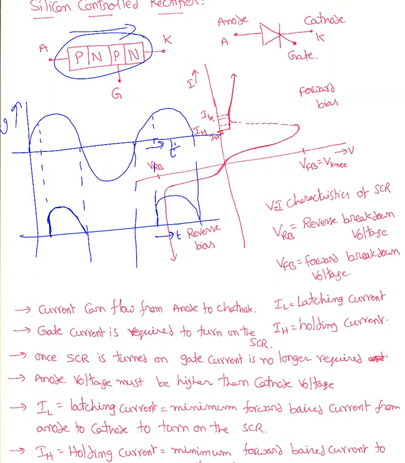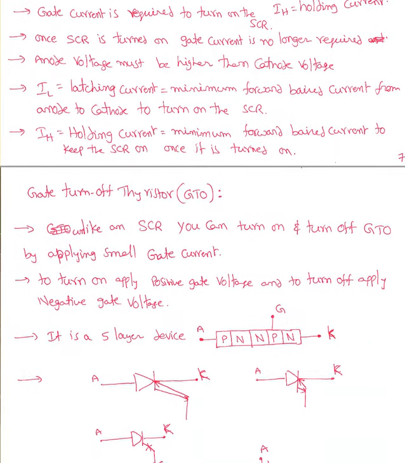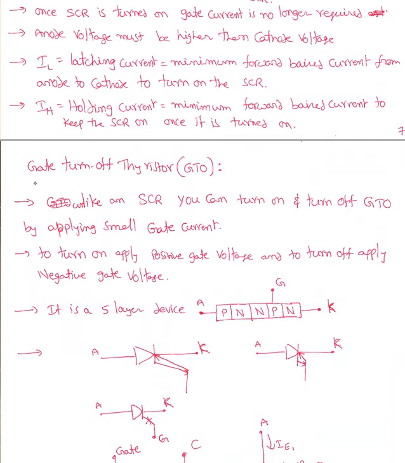Now the next one is gate turn off thyristors. Remember, SCR cannot be controlled once it is turned on. As long as anode voltage is higher than cathode, it will continue conducting. So the gate voltage cannot affect it. It cannot turn it off.